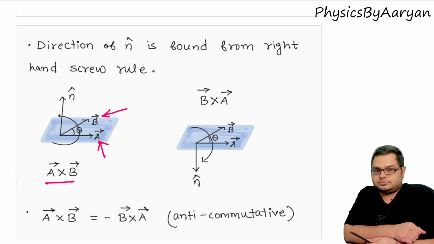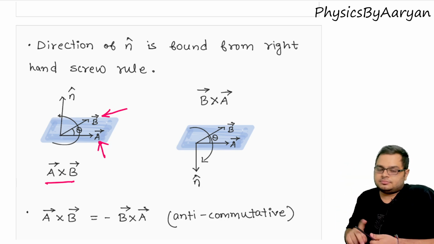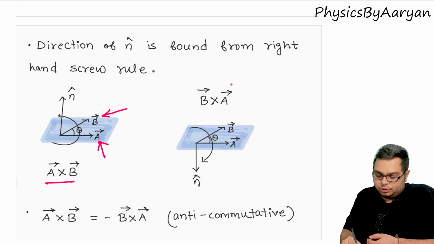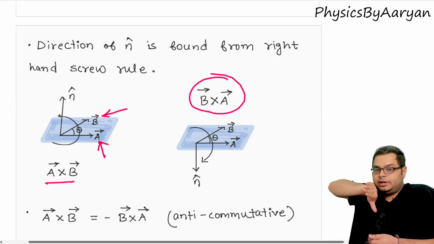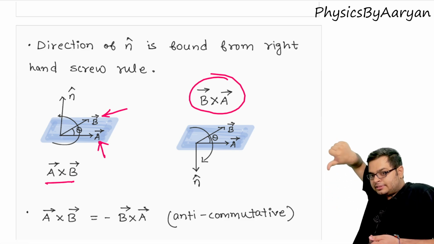Thumb goes up. So first put your hand in the direction of A, then move it towards B. The thumb goes up. Now I want to do B cross A. So first I bring my hand in the direction of B, then I move towards A. So then my thumb goes down.